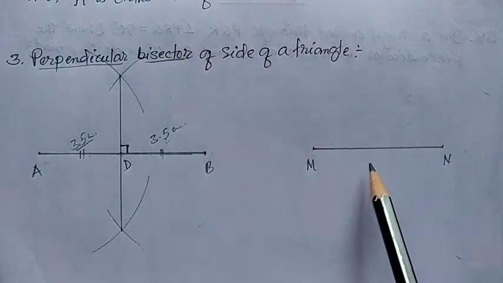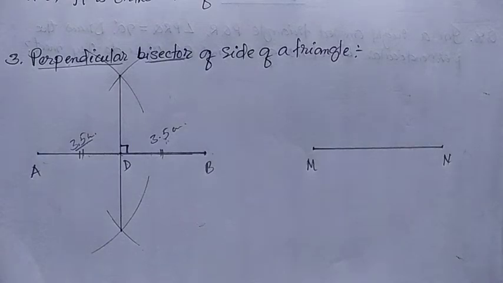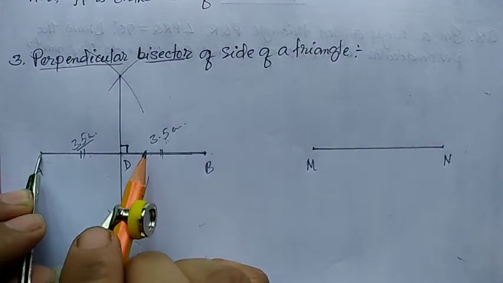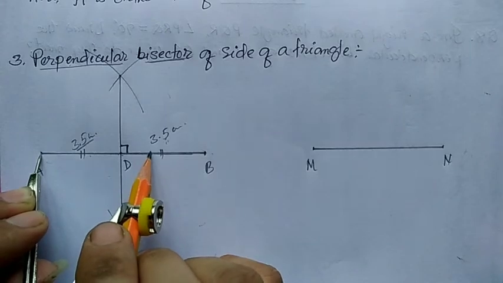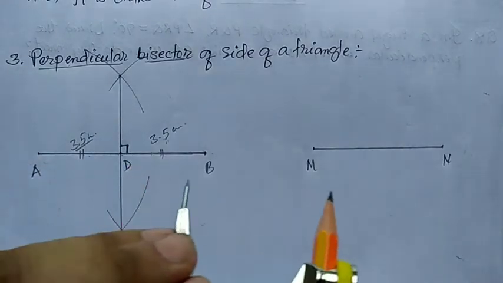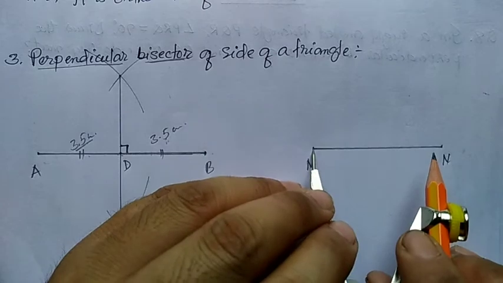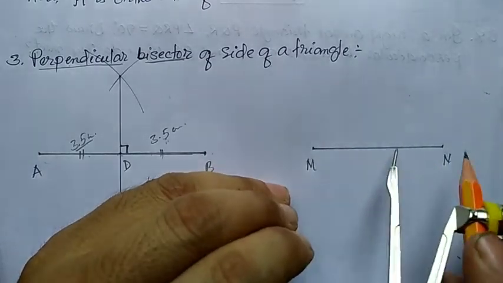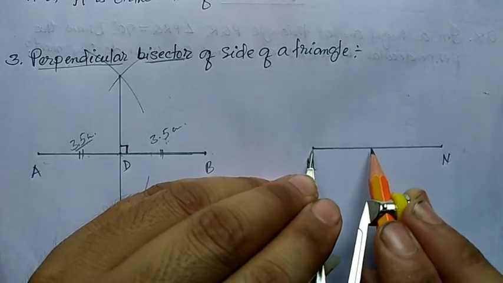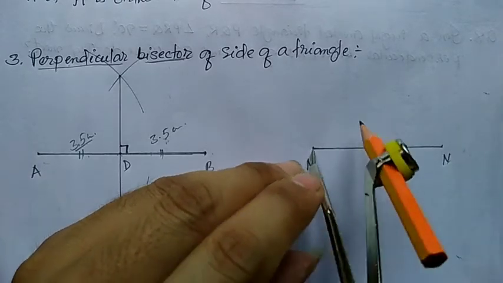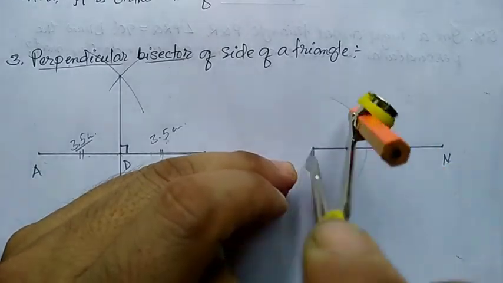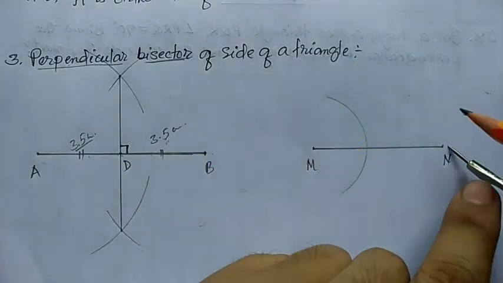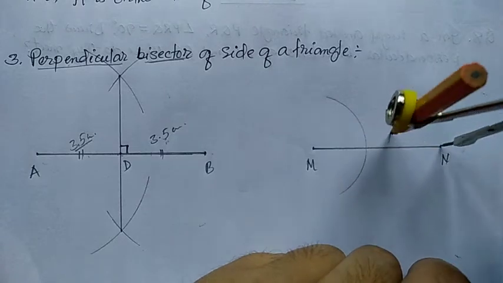Then you can see here MN too. Here I just want to show you the length of the radius. For drawing arcs, we take this much radius, which is more than half of AB. Now what if you take the radius of the arc less than half of your line segment MN? Let's take a radius less than half of MN. Then we draw two arcs here, upside one, downside one. Without changing the radius, we take N as center and draw arcs.